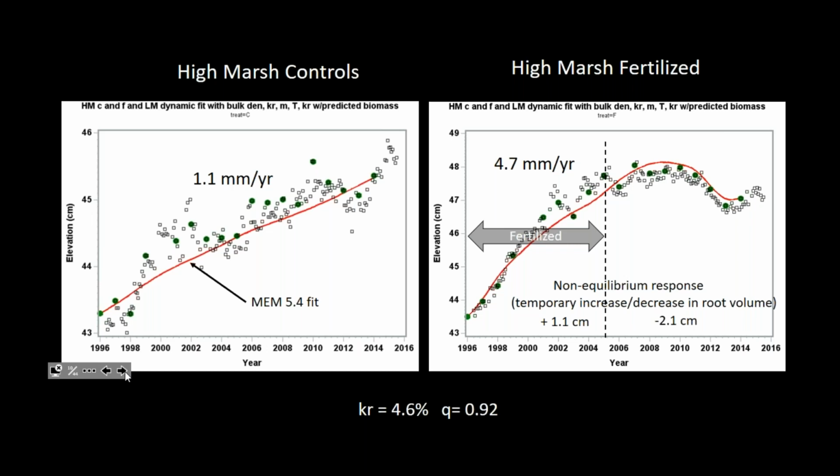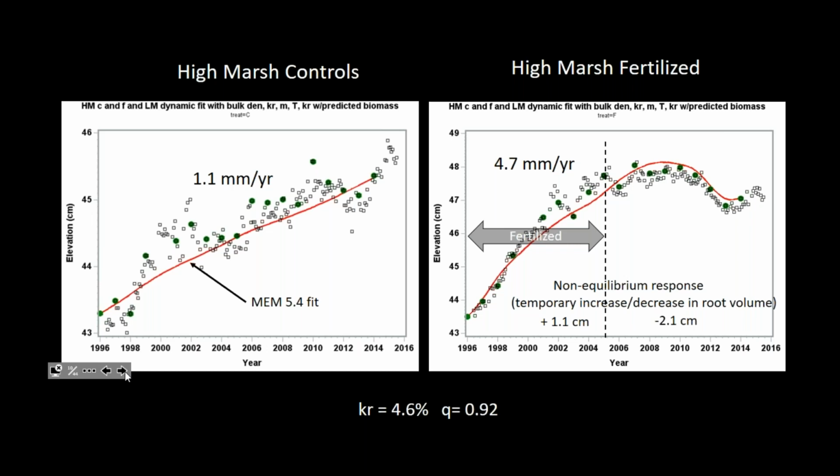So this is the marsh equilibrium model, version 5, fitted to these data. And it says that this marsh is growing at a little over 1 millimeter a year. So it's not keeping up with sea level. So I was right. The marsh is not keeping up with sea level. The fertilized sites, they were growing at almost 5 millimeters a year. I stopped fertilizing at this point. I lost funding from USGS and I was pissed off. So I stopped the fertilization.